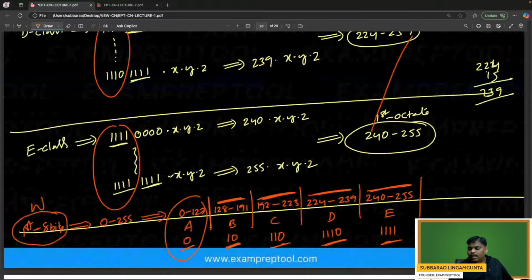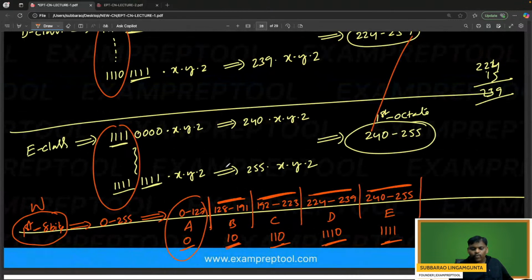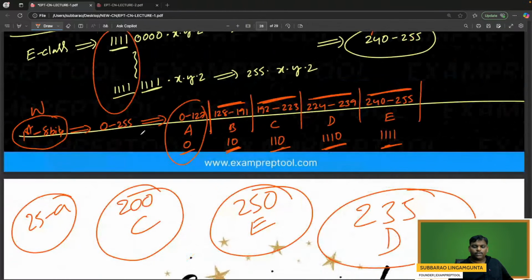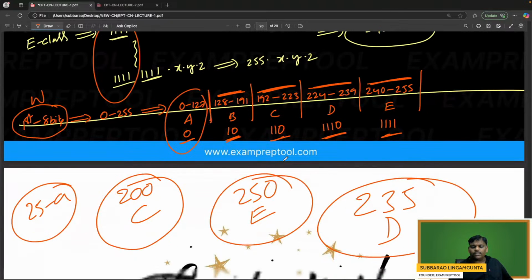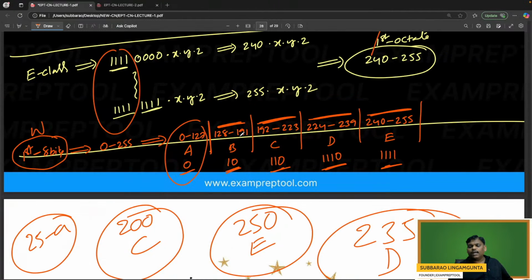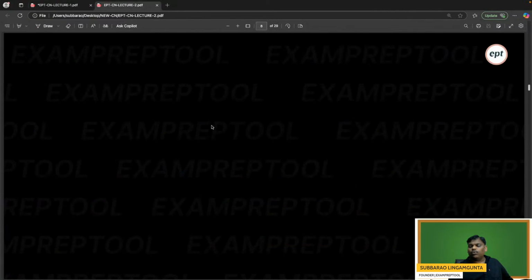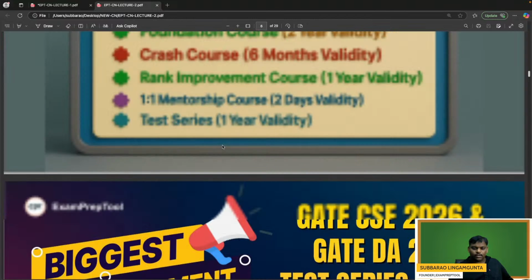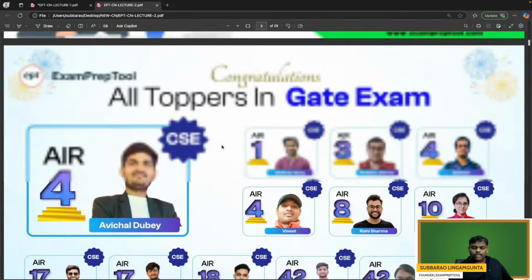If the starting octet is 240 to 255, it is a class C. Same way I divided. I asked a few things also. I think everyone got it. In the next class, we are going to discuss some more details.